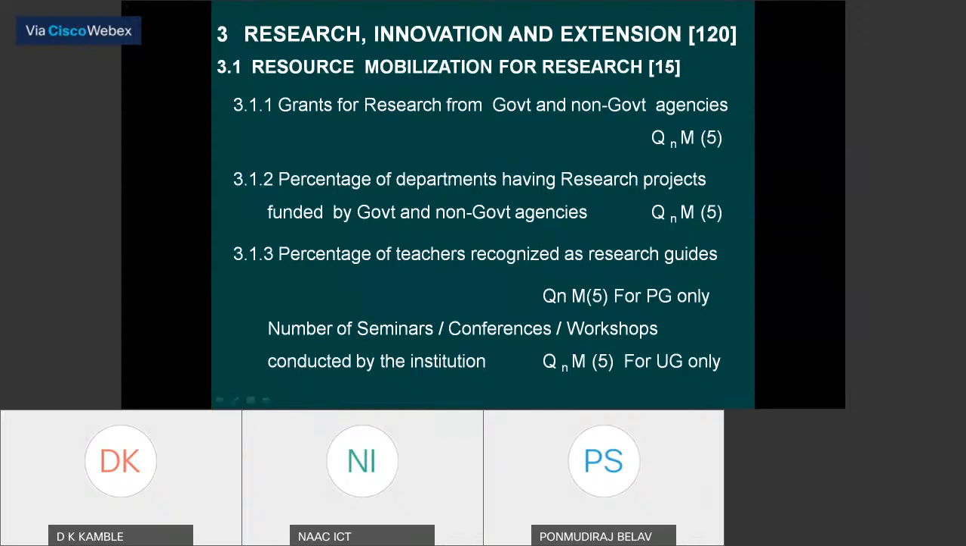Then, number of seminars, conferences, and workshops conducted by the institution. In this case, how many seminars, conferences, or workshops were conducted by the institution during the last 5 years? For that, a brochure of the conference, circular, brief report, photos, or attendee proof is required for the seminars, conferences, and workshops conducted.